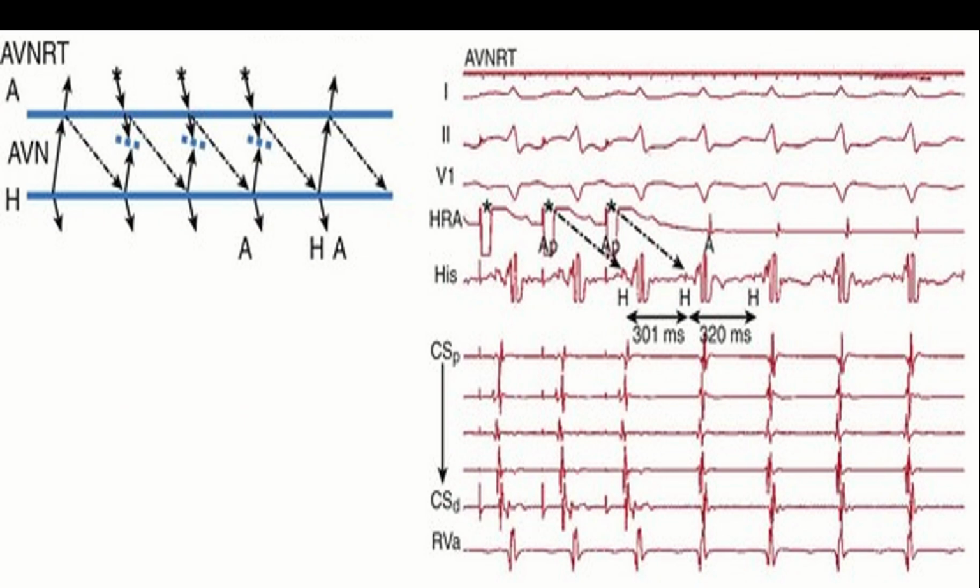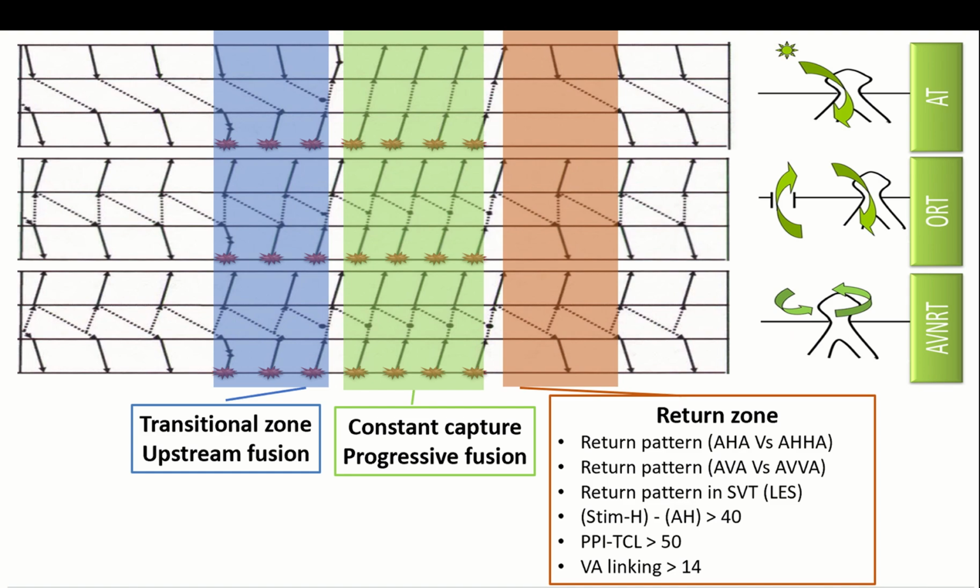Let's go to the second scenario of AVNRT. We have a narrow-complex tachycardia, 1-to-1 conduction with VA interval very short. Start atrial overdrive pacing from high right atrium. Stop pacing, we can appreciate AH response. Definitely it's a case of re-entry circuit, AVNRT, go for slow pathway ablation.